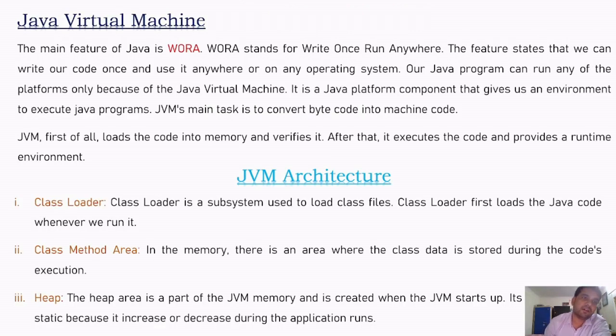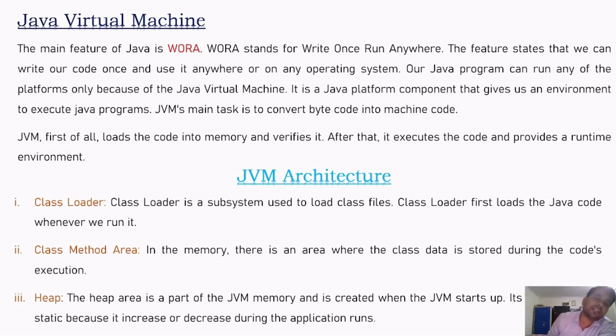So first comes Java virtual machine. The main feature of Java is WORA. WORA stands for write once run anywhere. As we have discussed in the features of Java, it is a write once run anywhere programming language. The feature states that we can write our code once and use it anywhere or on any operating system. Our Java program can run on any of the platforms only because of the Java virtual machine.